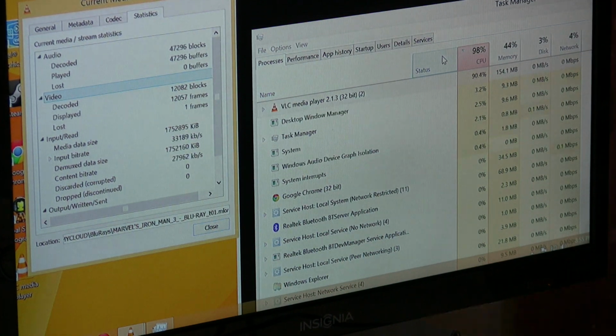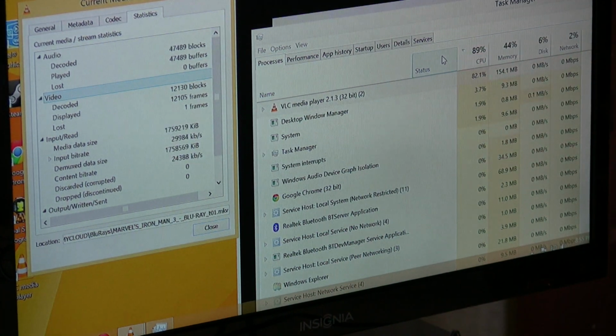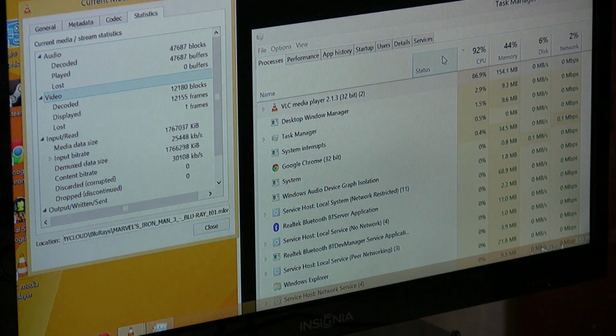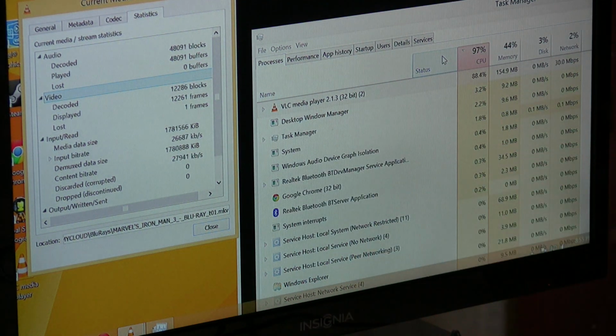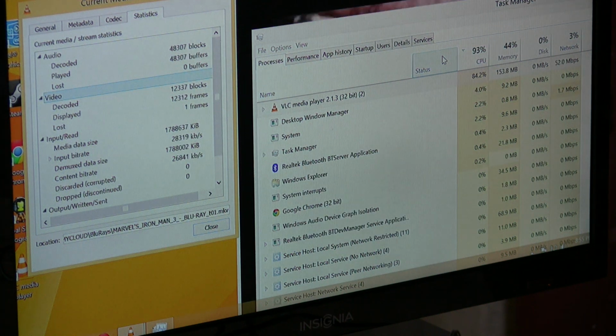So this is a 1080p Blu-ray MKV file. It's Iron Man 3 that I was playing back, and it's actually decoding the DTS-HD audio to stereo on here at the same time. So I think this is going to be fine.